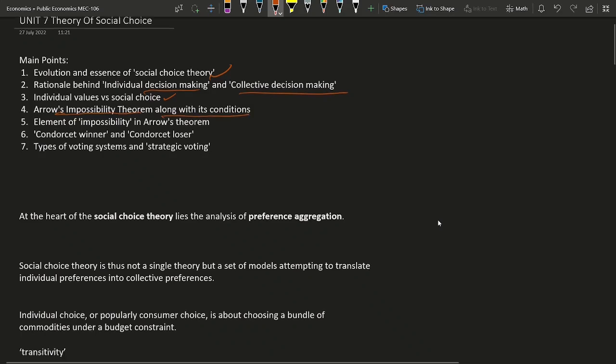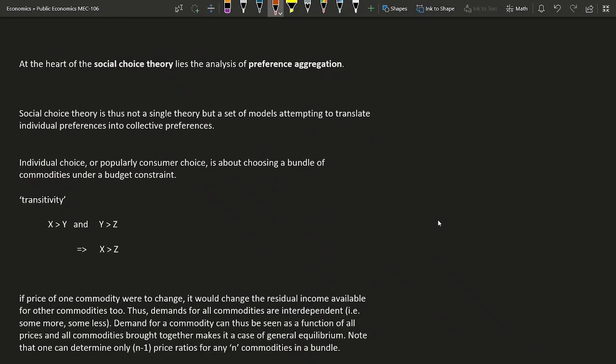So let's start it. What is social choice theory? Actually, at the heart of social choice theory lies the analysis of preference aggregation, how we aggregate the individual preferences and reach a social choice. Social choice theory is thus not a single theory but a set of models. These models are attempting to translate individual preferences into collective preferences.